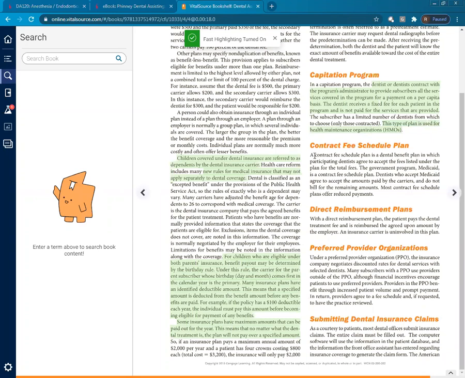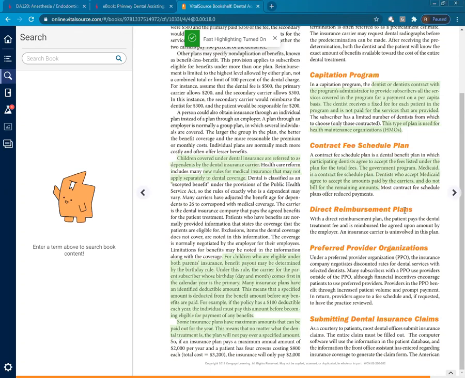A contract fee schedule is a plan where the participating dentists agree to accept fees listed under the plan for the total fees. So, for example, the government program Medicaid is a contract fee schedule plan. If they accept Medicaid, they agree to accept the amounts paid by the carriers and don't bill for any remaining amounts, because they've accepted Medicaid. Don't be billing my patients for the extra. You've already said you agree to it.